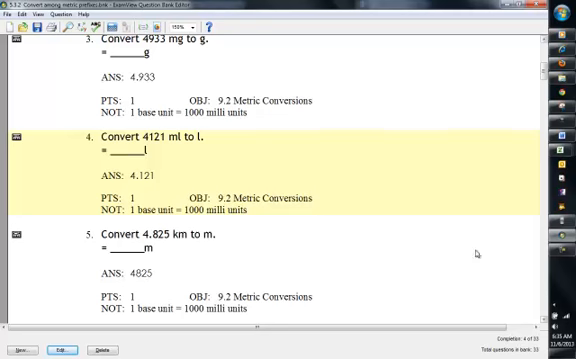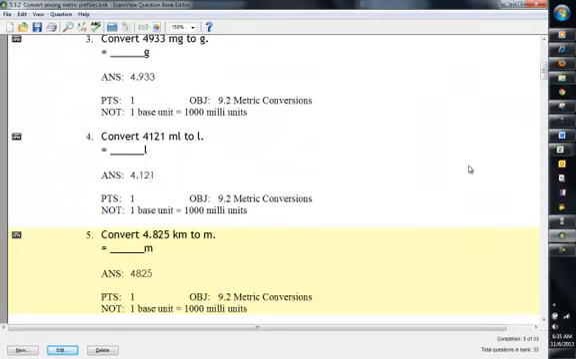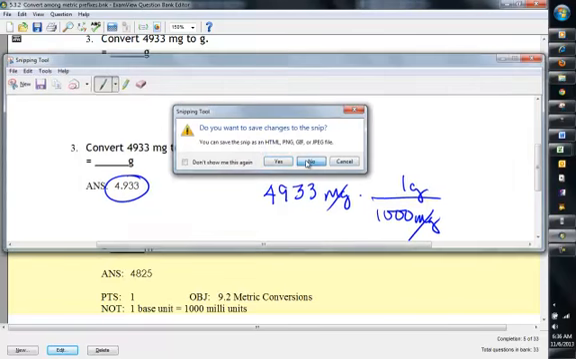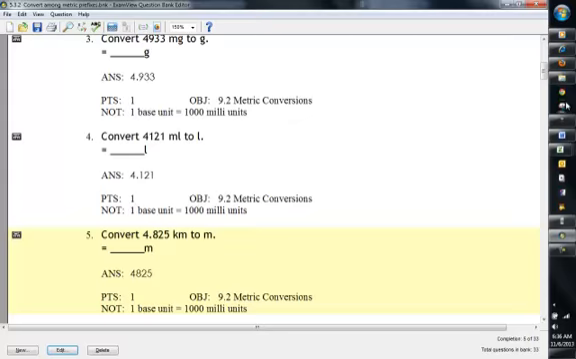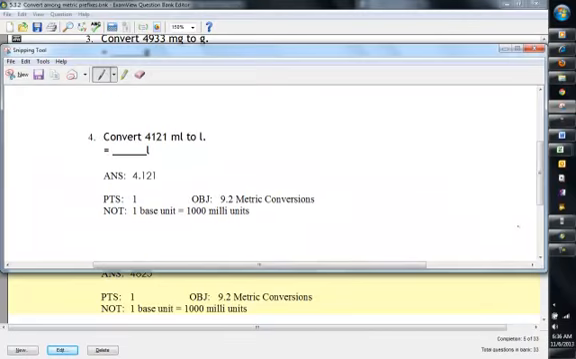Milliliters to liters, same kind of a thing. We're going from milli down to the units, which is 3 places, and so we would move the decimal point 3 places to the left. Four, 1, 2, 1. Decimal point starts out there, 3 places to the left, makes it 4.121. Next one.